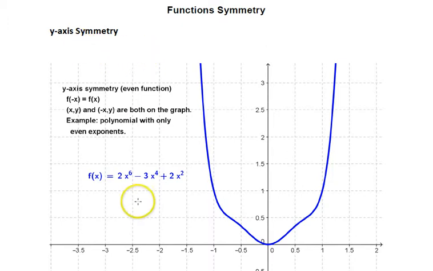Here we have an example function, 2x to the sixth minus 3x to the fourth plus 2x squared, and its graph is shown here, and you can see that it is symmetrical across the y-axis. The y-axis is a line of symmetry for this function. On either side it is a mirror image of the other side, like a book that if you were to fold it, these two sides of the book would perfectly match each other if you could do that.